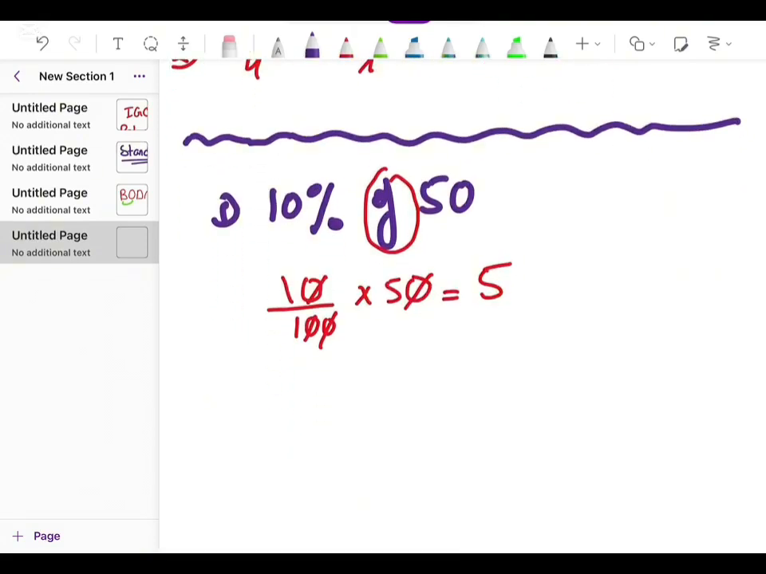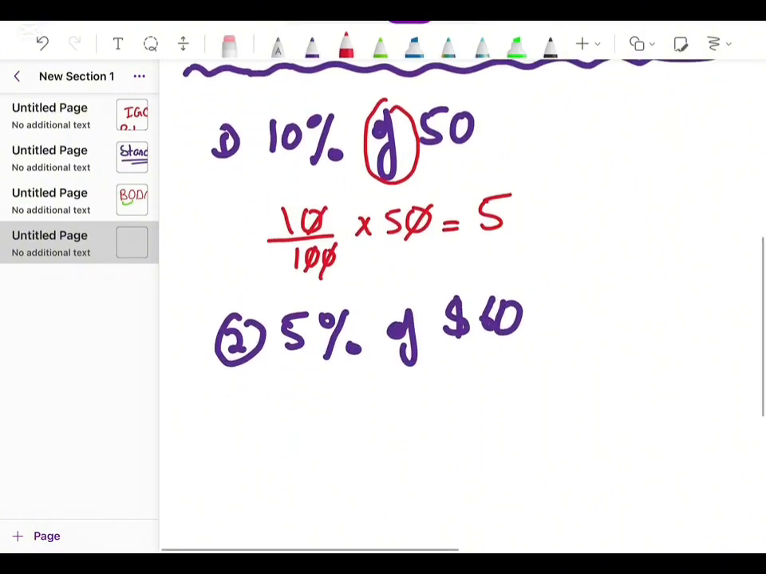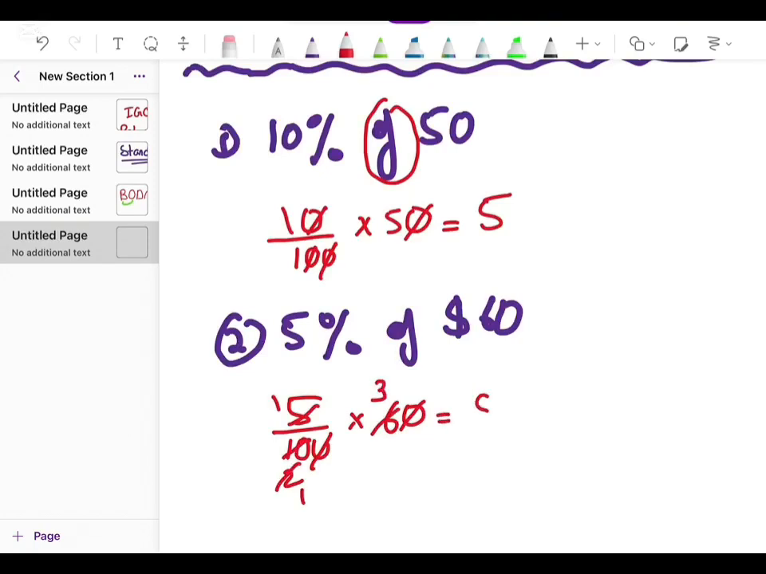So 10% of 50 is $5. Let's see one more part. 5% of $60. Okay, so again same process. First we remove the percentage sign. We get 100 in the denominator, and then "of" will be replaced by multiply and 60. Now 0 0 will be cancelled out. 5 1s are 5, 2s are 10, 2 1s are 2, and 2 3s are 6. So the final answer is $3. Okay, so I hope everything is clear in this concept.